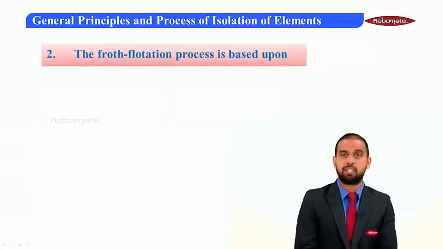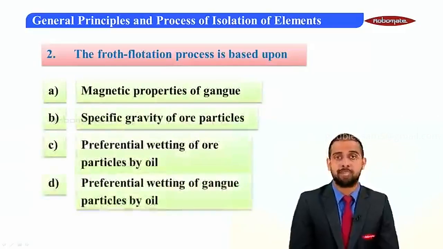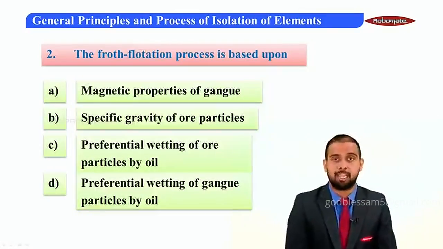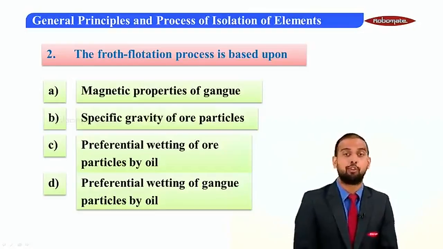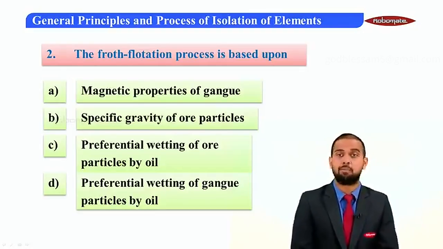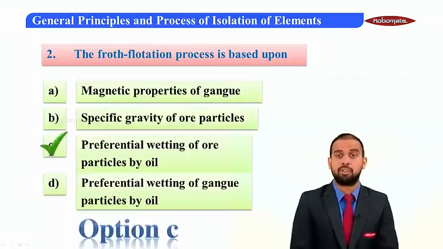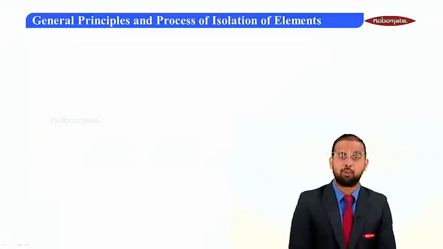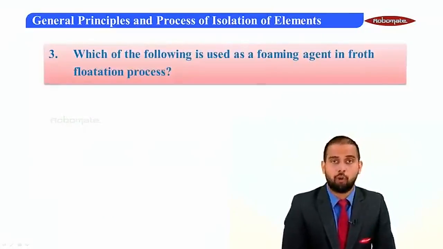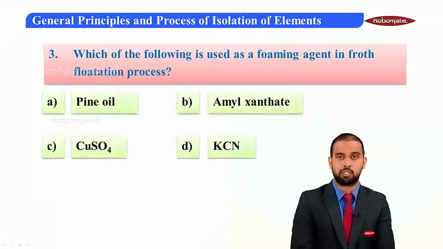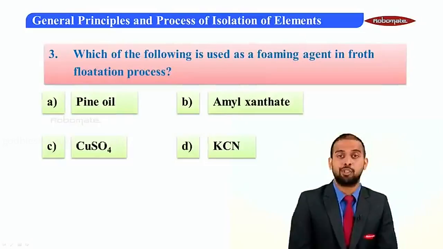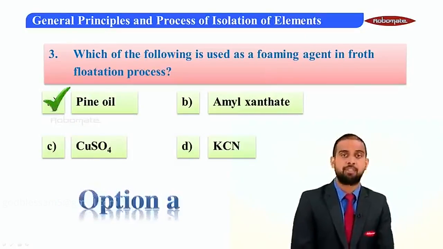And the second question is, the froth flotation process is based upon... They're asking you the principle. As you know, it is based on the principle of preferential wettability of the sulfide ores by oil and the gangue particles by water. So the right option over here is option C. And the last question is, which of the following is used as a foaming or frothing agent in the froth flotation process? The kind of oil that we need to use is pine oil, right? So the right option is A.